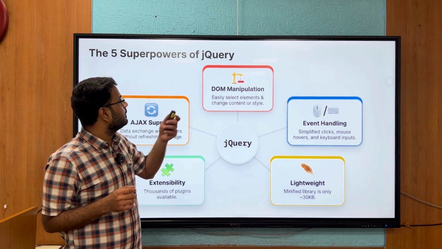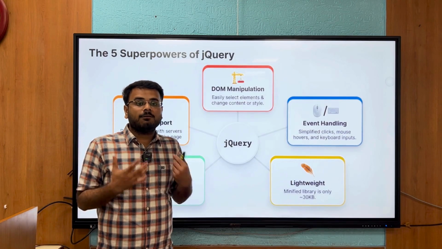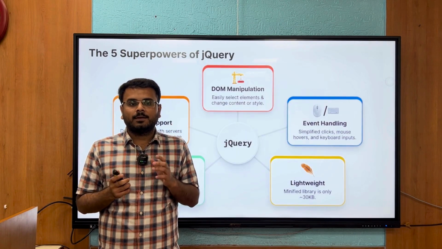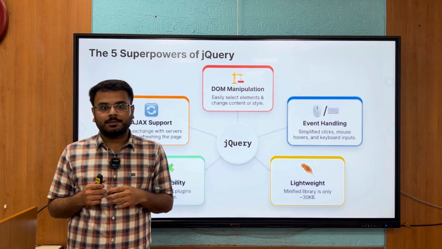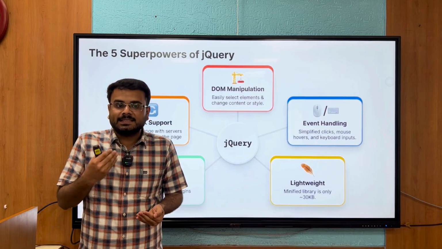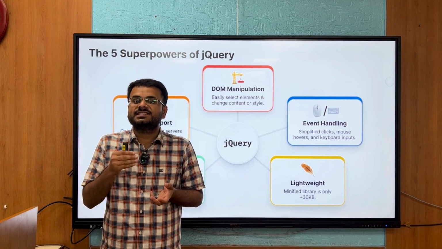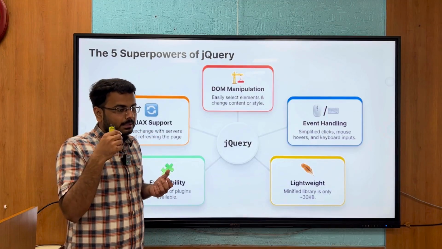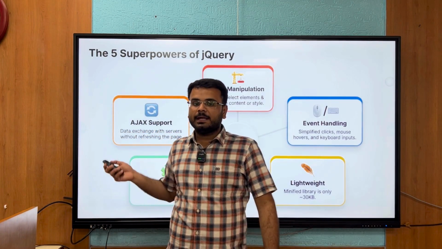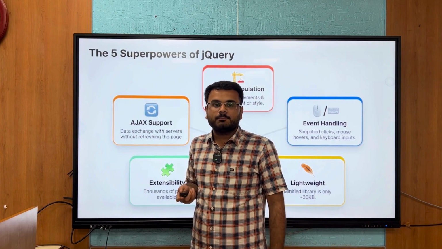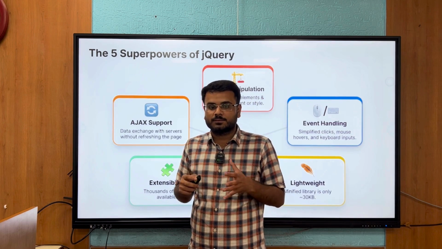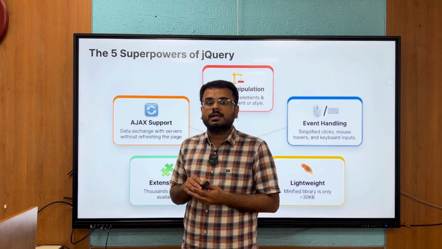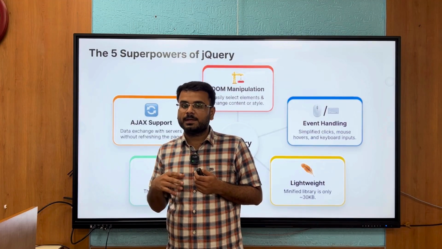So, the 5 superpowers of jQuery. To understand why jQuery is so essential, we have to look at its superpowers. First, there is DOM manipulation, which allows you to easily select elements on a page and change their content or style with just one line of code. Then we have Ajax support, which is the magic behind apps like Gmail or Facebook. It lets you exchange data with a server without ever having to refresh the page.